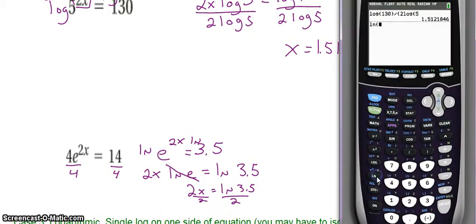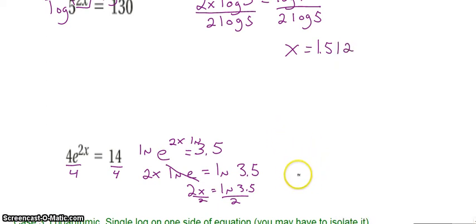So I've got my natural log of 3.5. And on the Inspire, it is going to be the second, like, e to the x button, divided by 2. And we get 0.626. So if you have an exponential with a base of e, you can use the natural log. Like I said, you can use log on both sides. You will end up with the same answer, interestingly enough. Just the log of e is not going to cancel out for you.